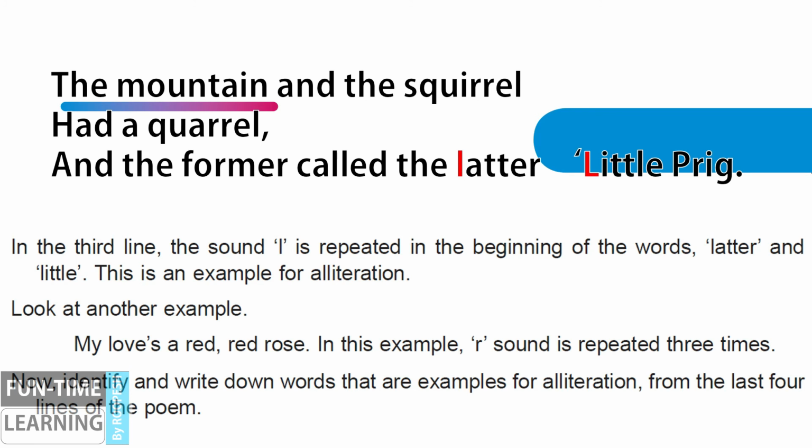Here is a sentence. The mountain and the squirrel had a quarrel, and the former called the latter little prig. The latter, L, little, L, these sounds are repeating. This is called an alliteration.